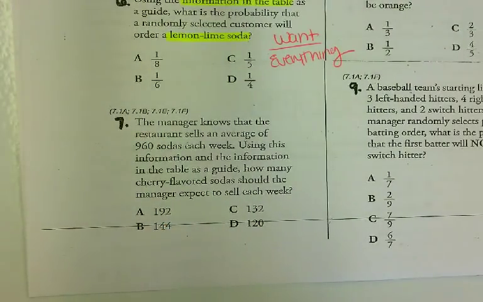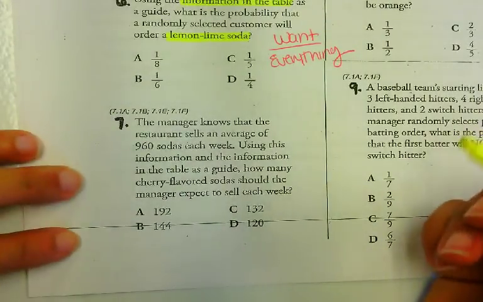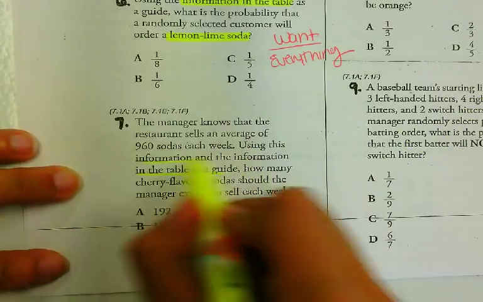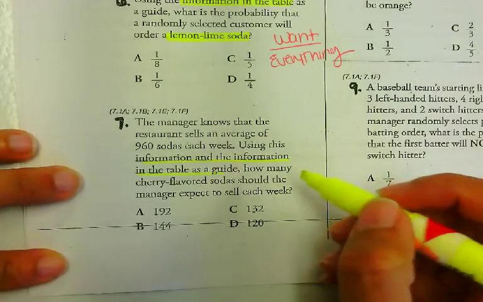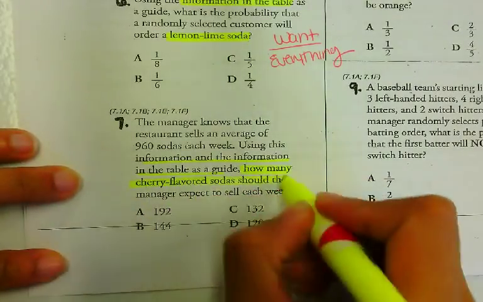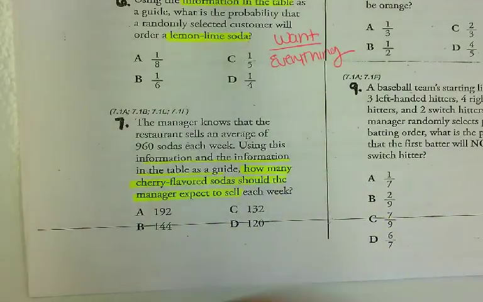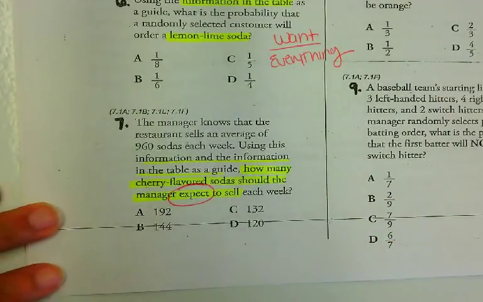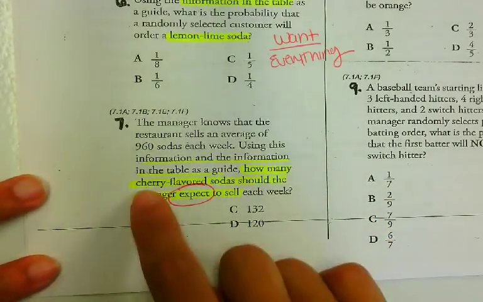A manager knows that a restaurant sells an average of 960 sodas each week. Using that information and the information in the table, how many cherry flavored sodas is expected? So, we're going to use the information as the guide. What we want to know is how many cherry flavored sodas she can expect to sell. So, first thing we have to do, whenever we expect something or predict something, we have to find the original probability. So we want cherry flavored.